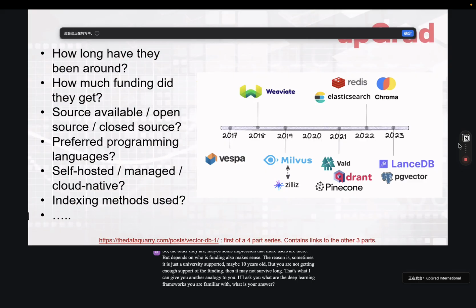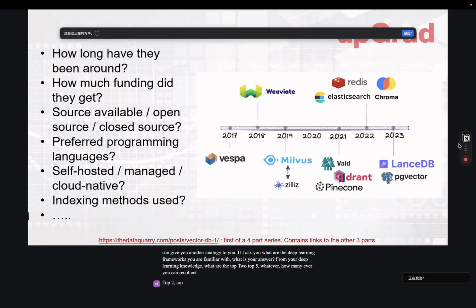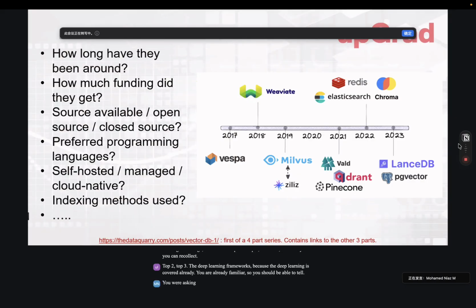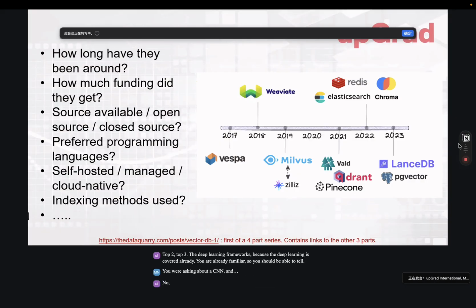From your deep learning knowledge, what are the top 2, top 5, however many you can recollect? Top 2, top 3. The deep learning frameworks, because deep learning is covered already, you are already familiar, so you should be able to tell. You were asking about CNN. No, they are not the frameworks. I'm talking about tools, frameworks for deep learning.